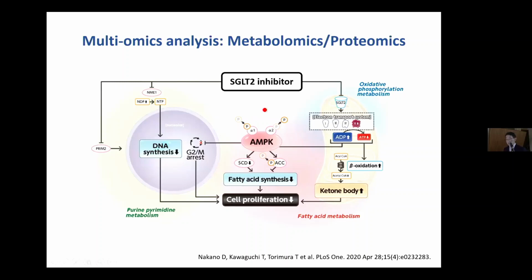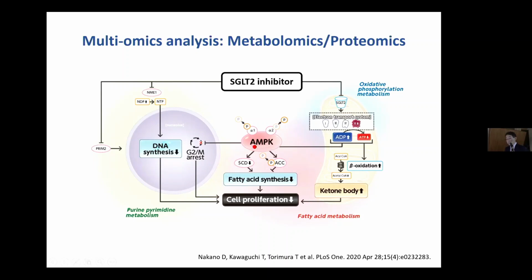What I think is that the SGLT2 inhibitor suppresses SGLT2, which is located in the mitochondria in HCC, that causes a reduction of ATP production, so the ATP decreases. However, the cancer cell has to survive. So how do they do that? They probably activate beta oxidation, which causes the overproduction of ketone bodies. As you know, ketone body is one of the suppressors of cell proliferation, so the activation of beta oxidation is one of the pathways by which SGLT2 inhibition suppresses cell proliferation.